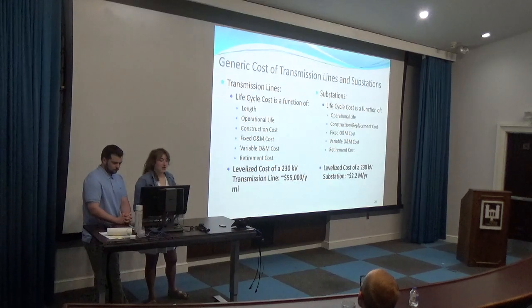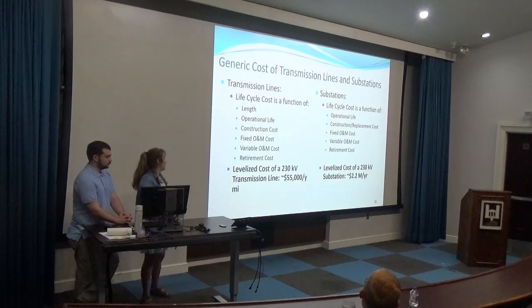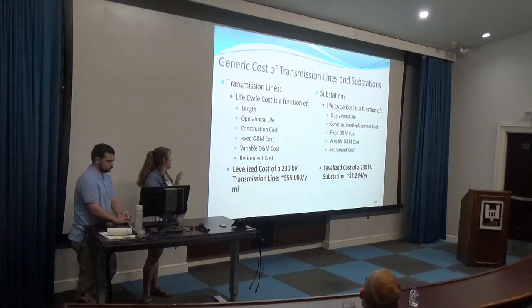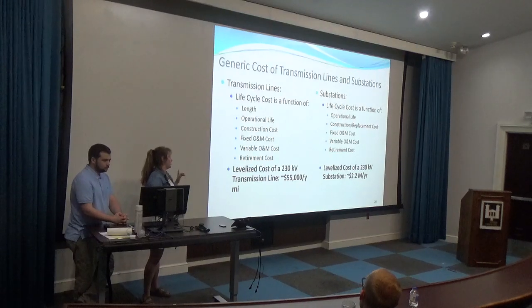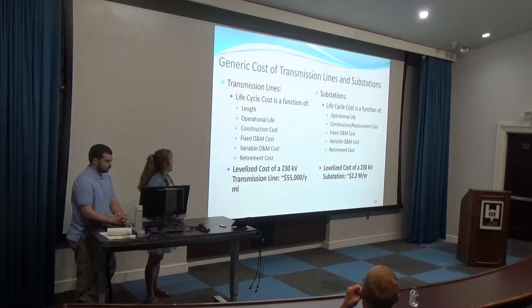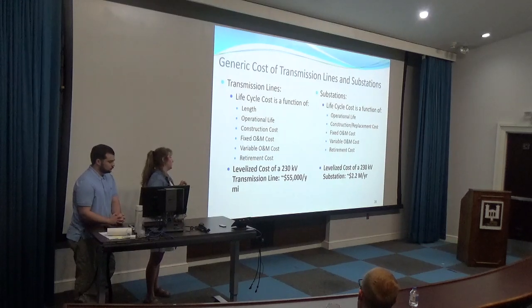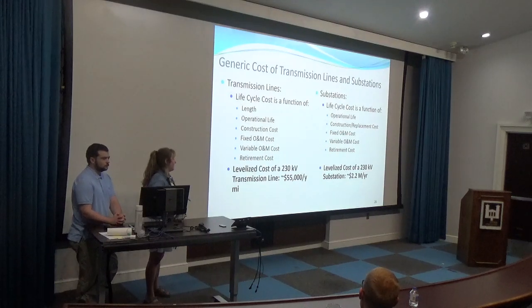Blocks. So then we have the generic cost of transmission lines and substations. So for transmission lines, it depends on the length, the operational life, construction costs, fixed O&M, variable O&M, and retirement costs, and we estimated the levelized cost of a 230 transmission line to be about $55,000 per year per mile. With substations, a little bit different, but mostly the same. The operational life, construction replacement costs, fixed O&M costs, variable O&M, and retirement costs. And then we found the levelized cost of a 230 kilovolt station is around an estimated $2.2 million a year.